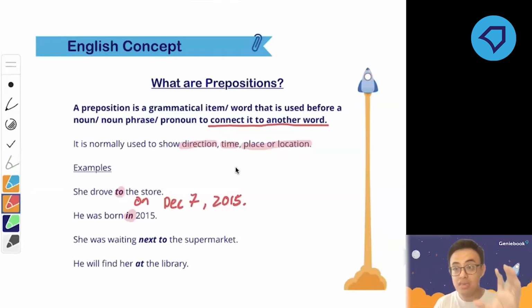If you are giving the year, remember this. If you're only talking about the year, you can say he was born in 2015. But if you're going to give the exact date, you have to say he was born on December 7, 2015. I know, it's English. So remember this little trivia for you. He was born in 2015, but he was born on December 7, 2015. Okay, the year in, the date on.